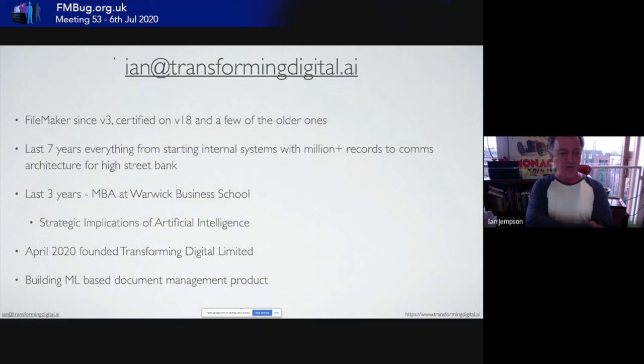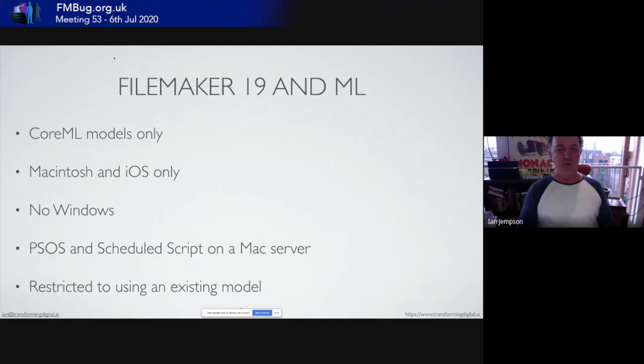After that, on April Fool's Day, I founded Transforming Digital, and the aim of the company was to build an ML-based document management product. But with everything that's gone on, VC funding has dried up, so I find myself doing consulting while we're building the product. What we're going to talk about is FileMaker 19 and machine learning. It's fairly restricted in terms of what it can do.